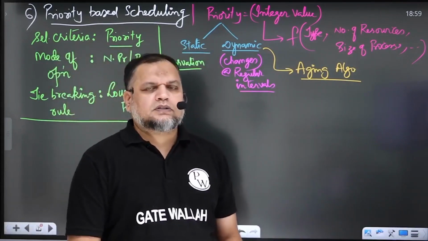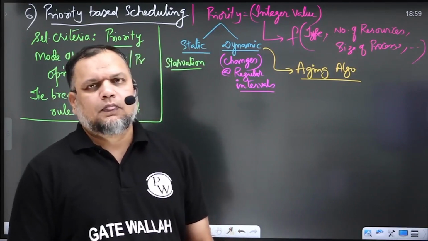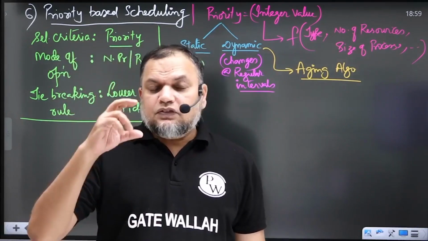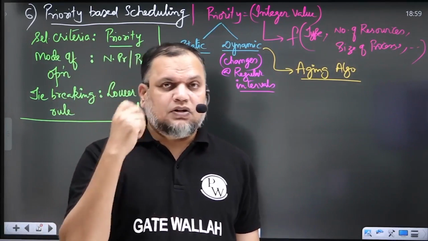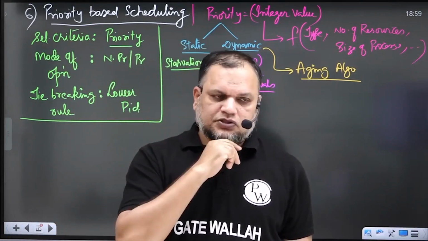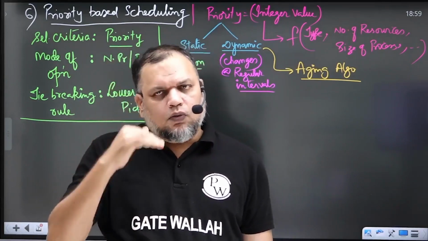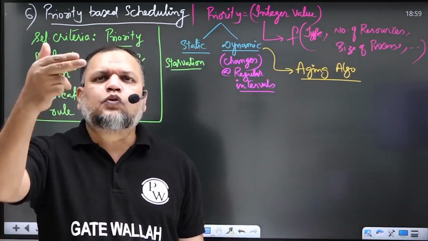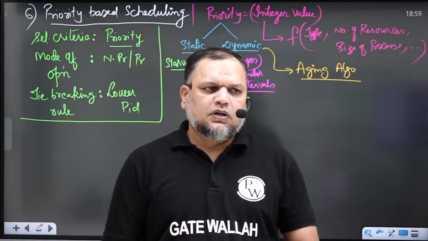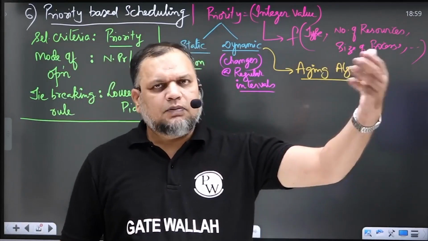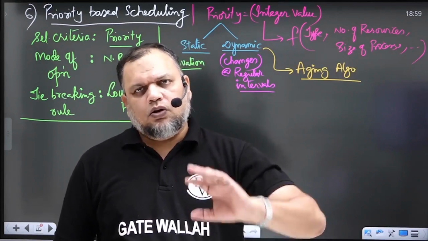See, boys and girls, one important aspect. When I say priority is assigned as an integer value, I can have two conventions. Higher number, higher priority, lower number, lower priority. This I call the natural convention. It means if the number is high, that is high priority. If the number is small, low priority.